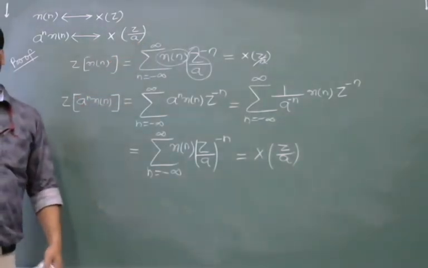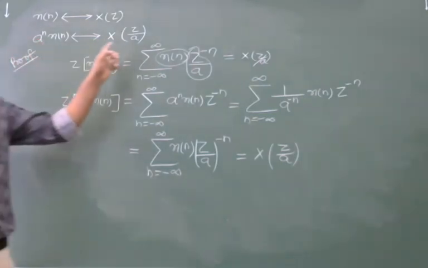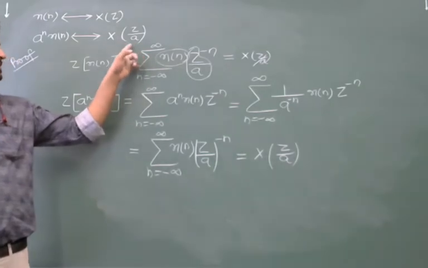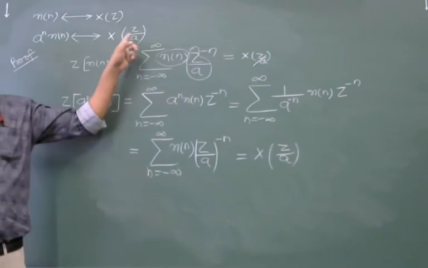If we are multiplying the signal in the time domain with a power n, then in the function of the z transform, we will replace every z by z by a.